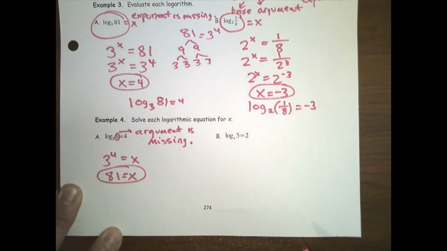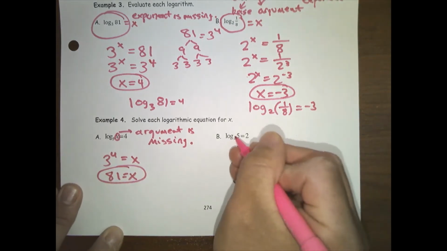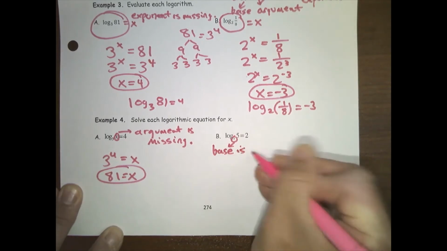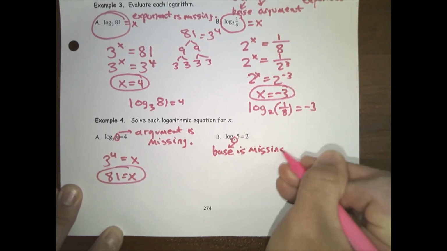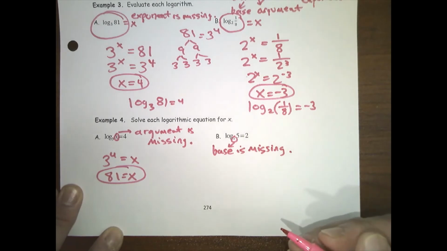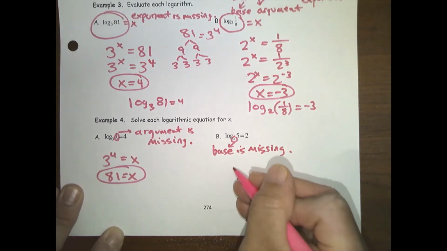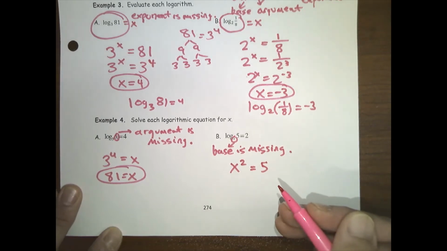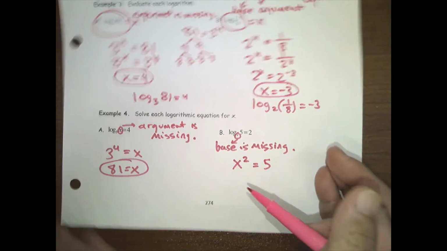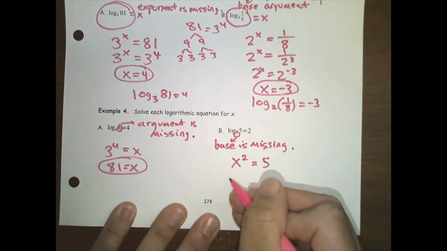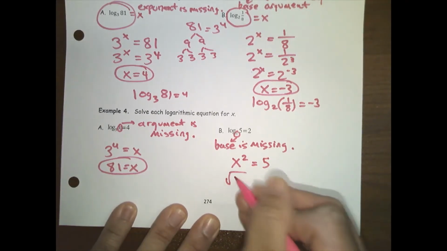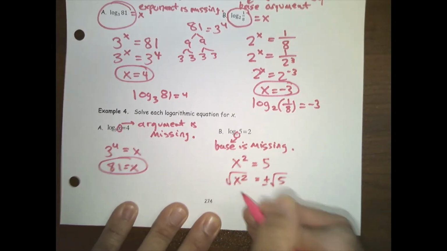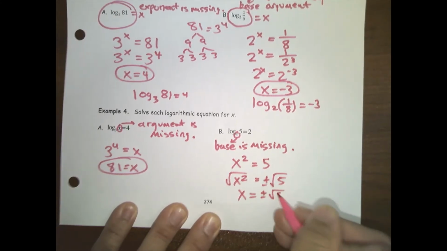So x is 81. But in this problem, the base is missing. So I have log base x of 5 is equal to 2. So I have x to the 2nd power is 5. Then I just take the square root on each side. So x is equal to plus or minus the square root of 5.